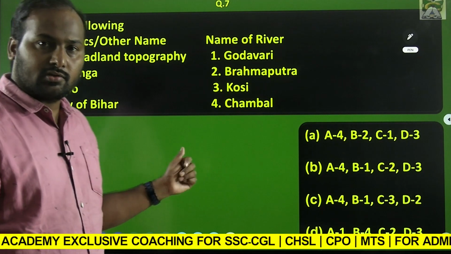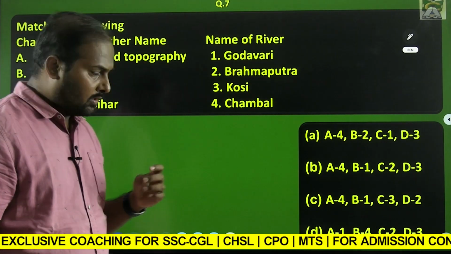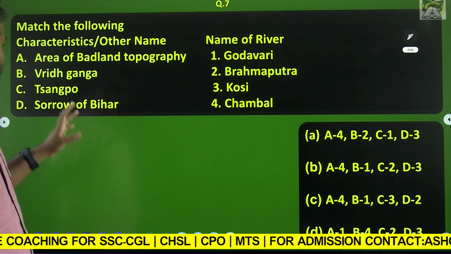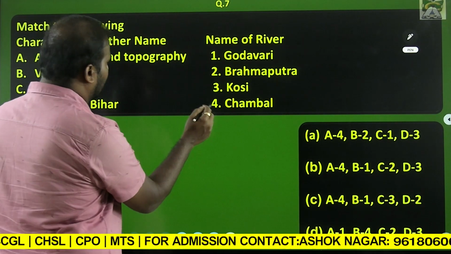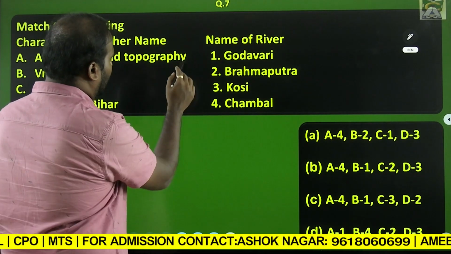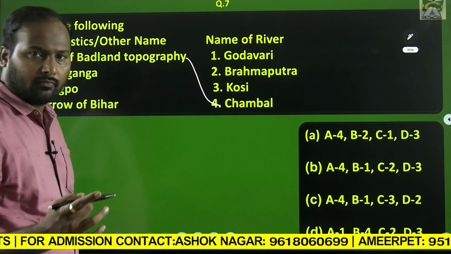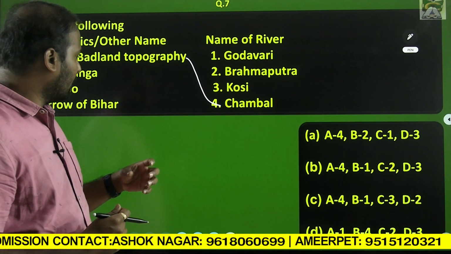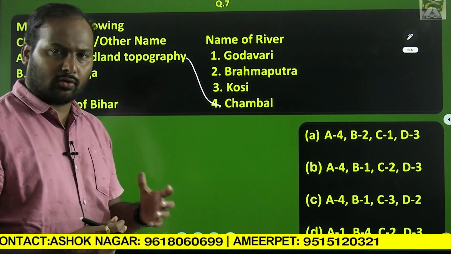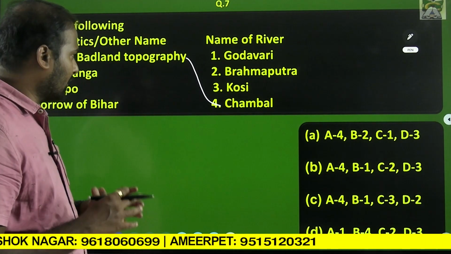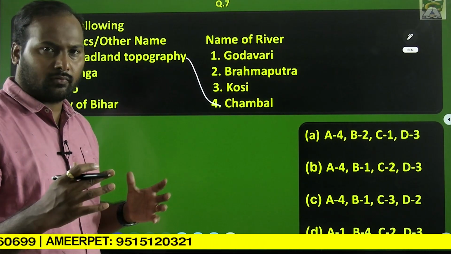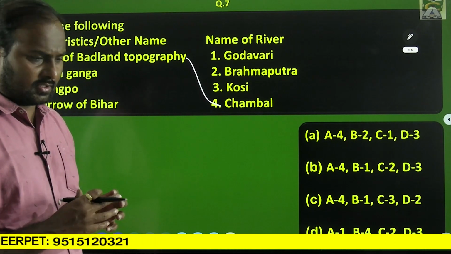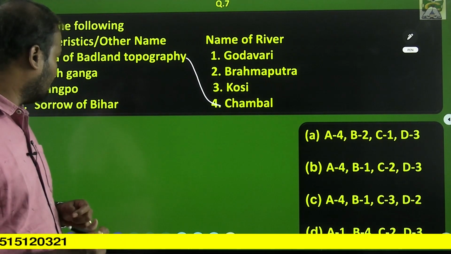So this is from Indian geography, topic called rivers. Again, a very easy question. Area of badland topography. Obviously, there is a river by name Chambal River, and the Chambal River is known for its badland topography. Because you can see a type of erosion, gully erosion. Because of gully erosion, the entire land became very barren and unproductive, and that became a very good hideout for the dacoits. So that is the reason we say Chambal Ke Daku and all these things.